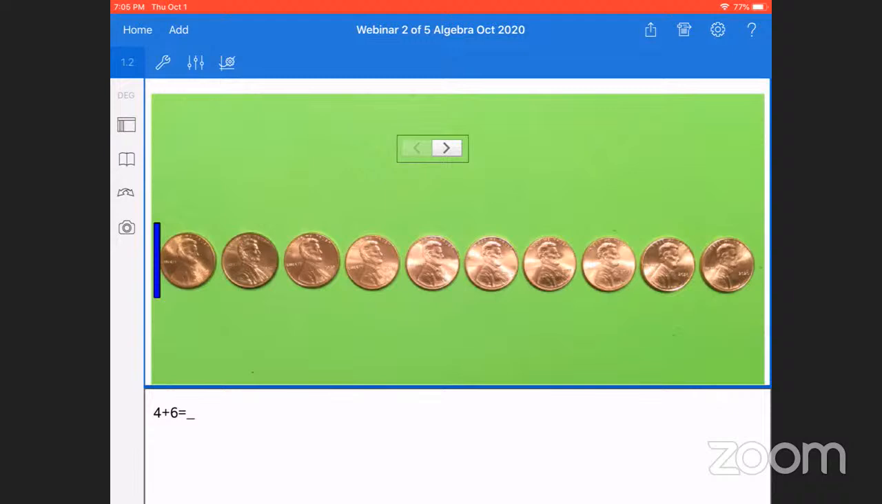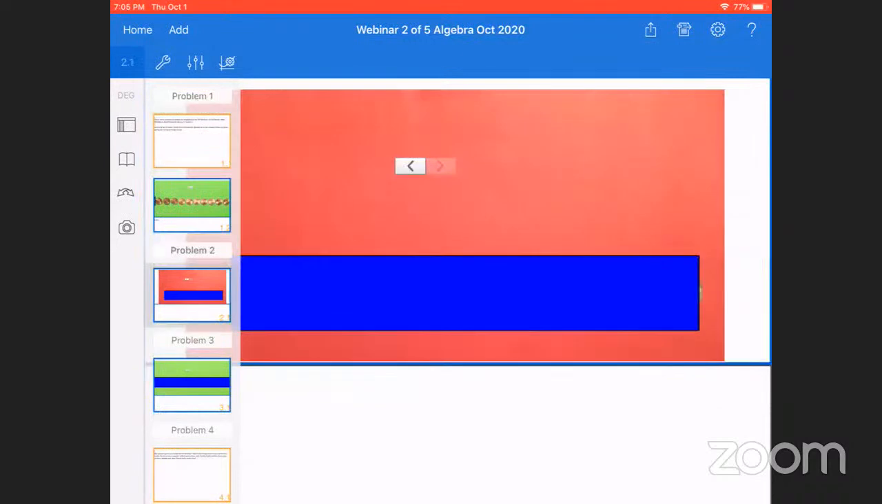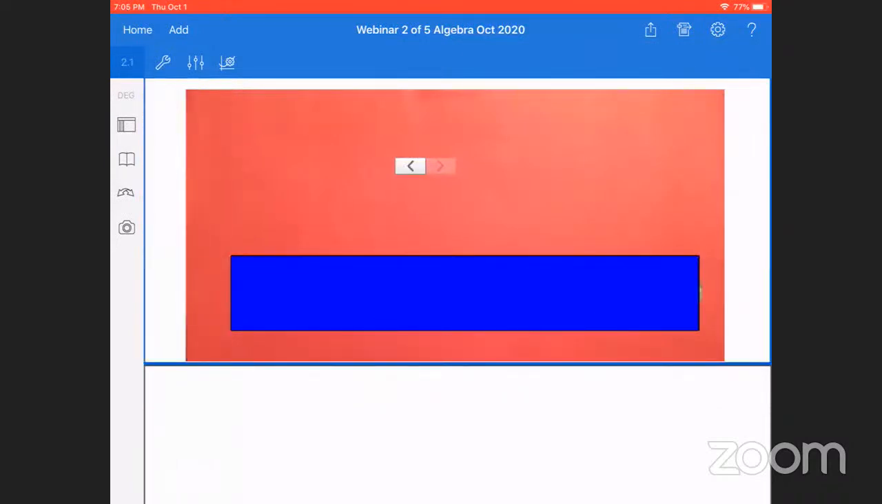Now, I'm going to show you another example. So I'm going back to that icon to go to the next page. And here we have some coins hidden. Maybe they're pennies, maybe they're not. Let's look. I'm going to reveal some coins to you.